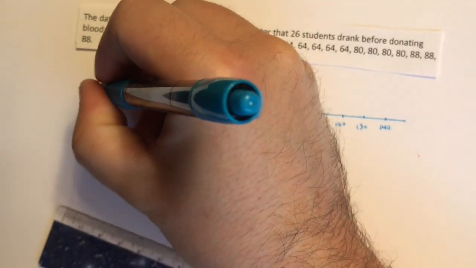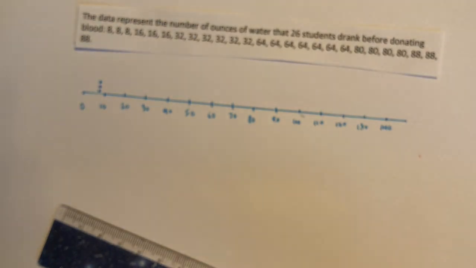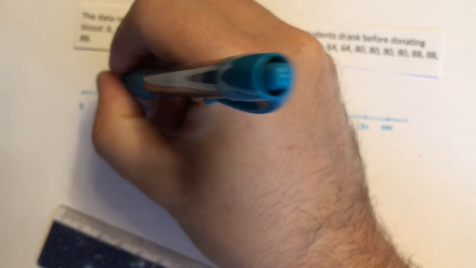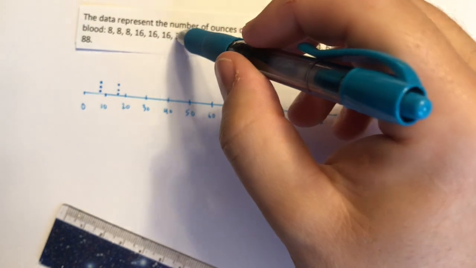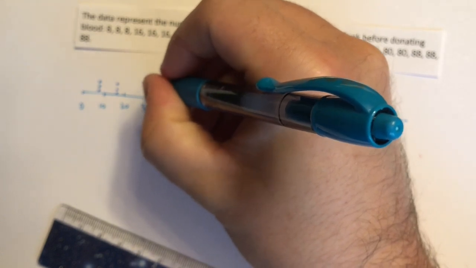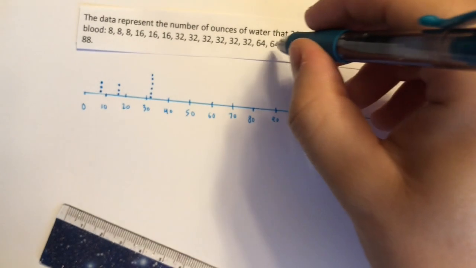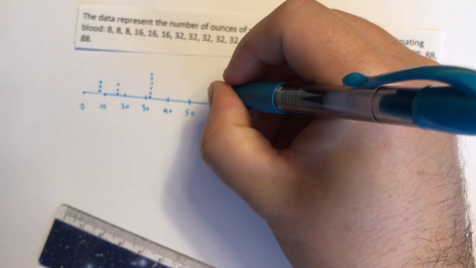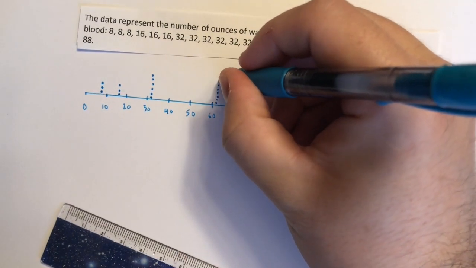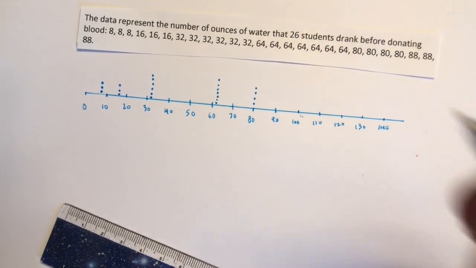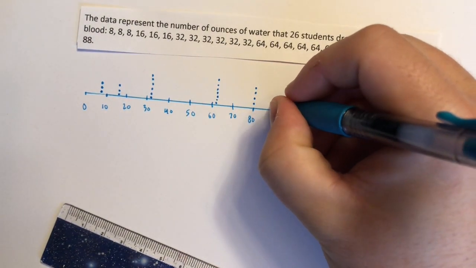There are 3 8s, so I'm going to put 3 dots right on top of each other for 8. 16 has 3, so I'm going to put 3 dots on top of each other for 16. 32 has 6 dots, so I'm going to put 6 dots on top of each other, right about where 32 is. 64 has 7 dots, so I'm going to put about 7 dots on top of each other, right around 64-ish. 80, there are 4 of them, so I'm going to put 4 at 80. And there are 3 at 88, so I'm going to put about 3 at 88.